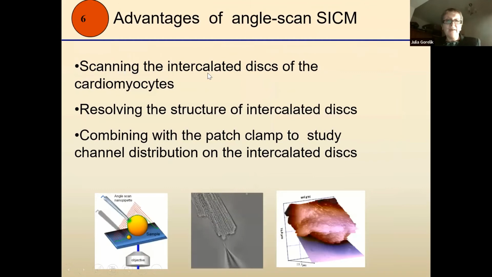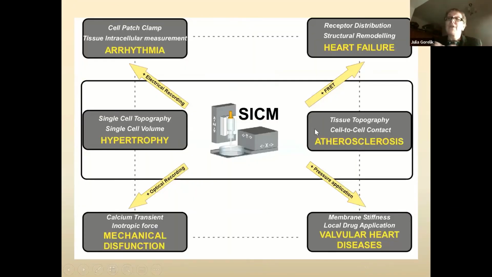So potentially we can scan in the intercalated disc and also resolve the structure of the intercalated disc and combine it with the patch clamp to study channel distribution of the intercalated disc. So we can use our technique, with several combinations of techniques, to study a lot of diseases in this cardiac area, from atherosclerosis to heart failure, arrhythmia, hypertrophy, mechanical dysfunction, and also valve disease.